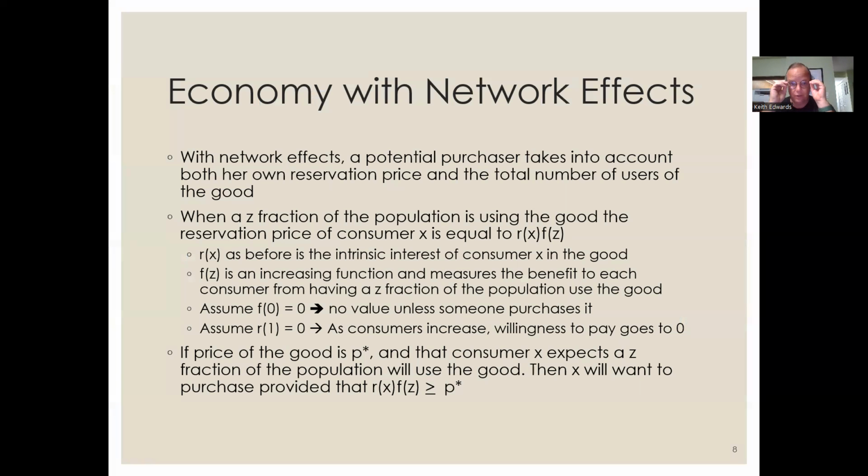So when a Z fraction of the population is using the good, the reservation price for consumer X is equal to R of X times F of Z. R of X is the same as before. It's that intrinsic interest of the consumer X in the good. And F of Z is an increasing function. The more people who adopt it, the more the benefit. This is the benefit to the consumer from having a Z fraction of the population use the good.